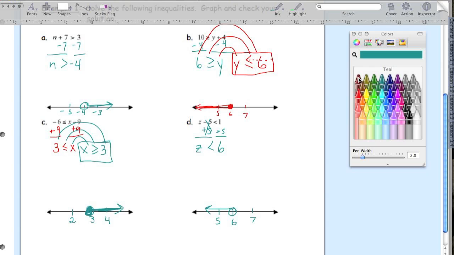And one way to check it is just pick a number. Pick a number less than 6. How about 3? So this is saying z could be 3 because it is less than 6. If I plug it into the inequality, substitute it in, 3 minus 5, is that less than 1? 3 minus 5 is negative 2. Yes, it is correct. So it is a solution.